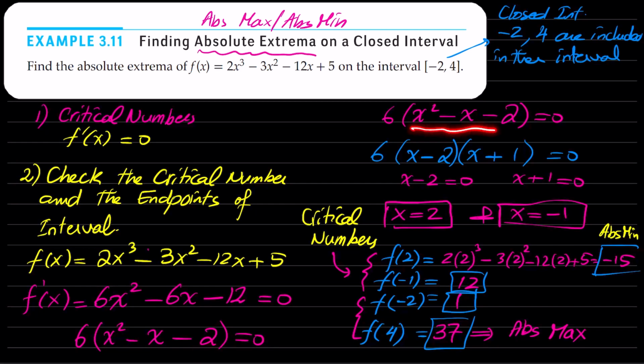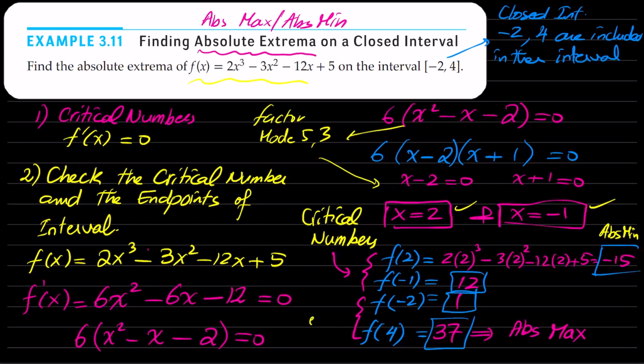Now, this one we also need to factorize. Either you do the factoring like that, or you can use the calculator's factor mode, mode 5, 3. It will give you directly those numbers, 2 and negative 1. So those are called the critical numbers. Now we need to substitute them in the given function, in addition to the endpoints of the interval.